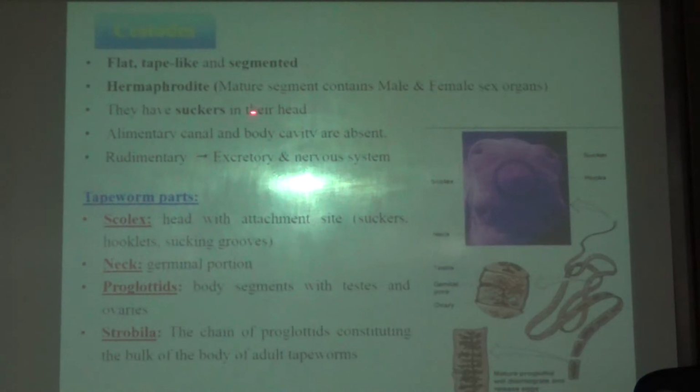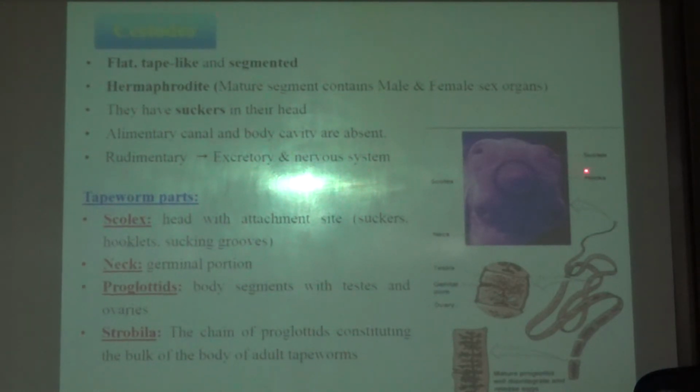They are hermaphrodites. Mature segment contains both male and female sex organs. They have suckers in their head. Alimentary canal and body cavity are absent. Excretory and nervous systems are not developed. The body can be divided into four major parts: scolex, neck, proglottids, and strobila.